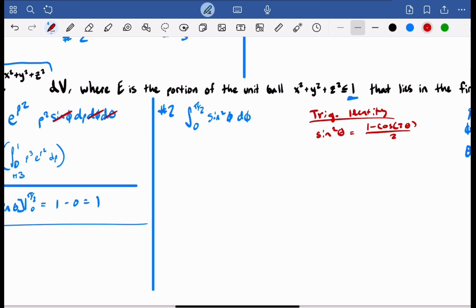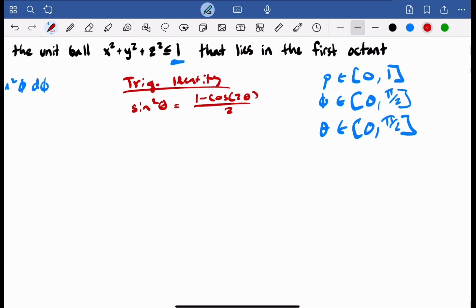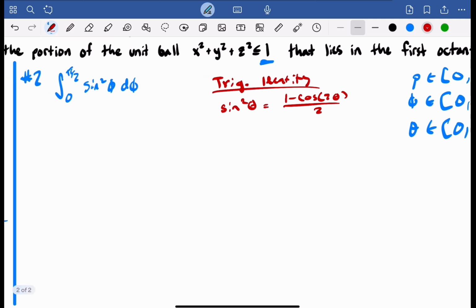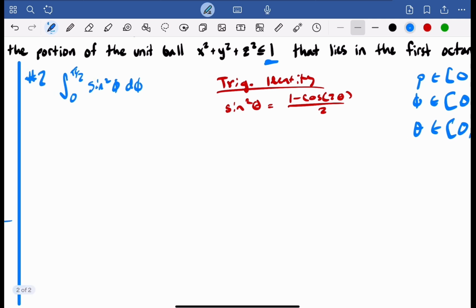Obviously we've got past all the spherical. This is just normal integration, so if you're not interested in this, obviously we've covered the main topics of the video. So we're gonna do the integral, we're gonna pull our half out, and we're gonna have 1 minus cosine of 2 phi.